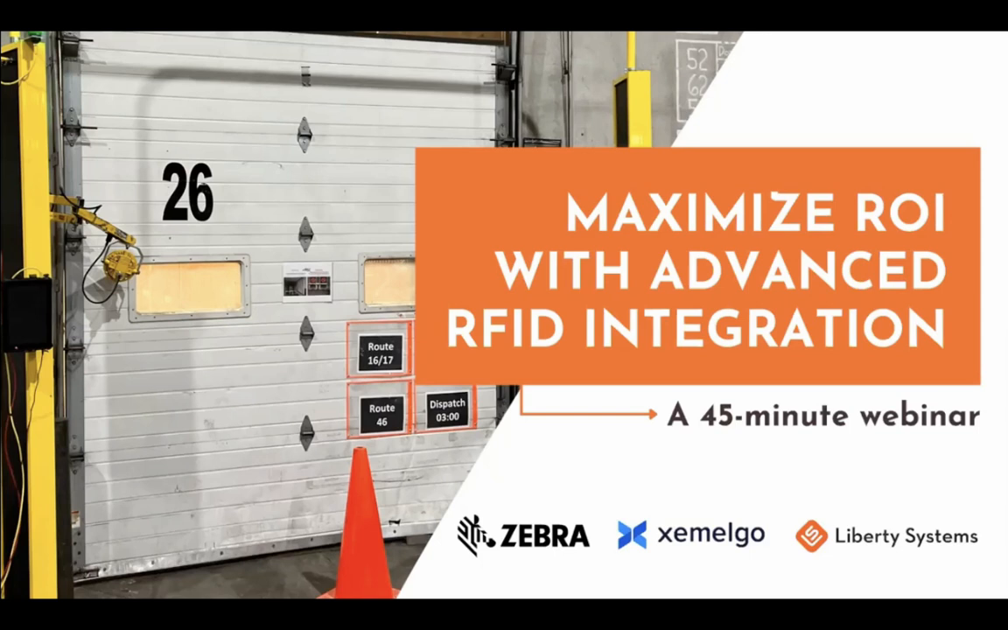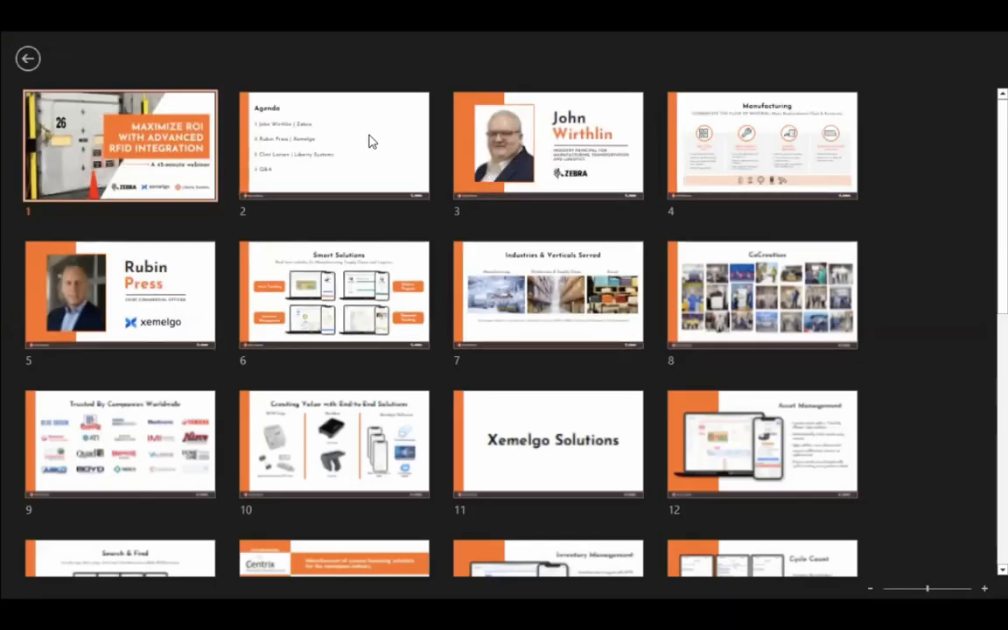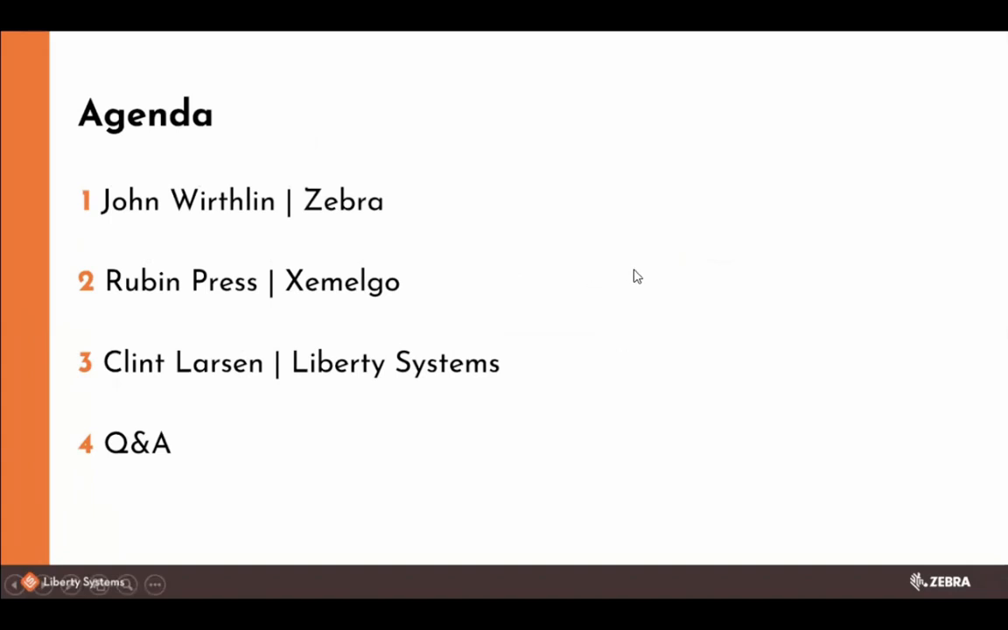And the agenda for today, we are going to have a couple guest speakers. So John Worthland from Zebra Technologies is going to be starting us off. And then Ruben Press from Xemelgo Software will be following up after John. And then myself here will go ahead and finish it off with a Q&A and then look at a couple success use cases we've had here at Liberty.